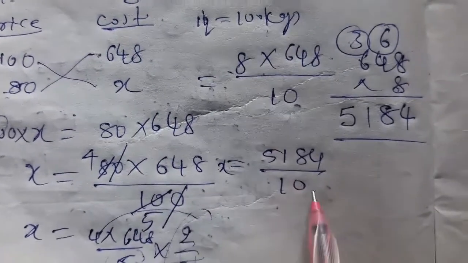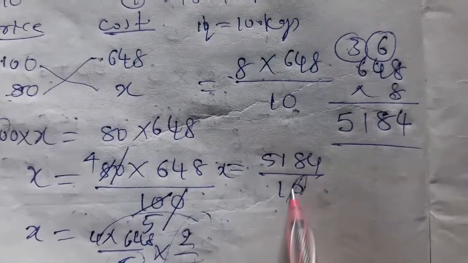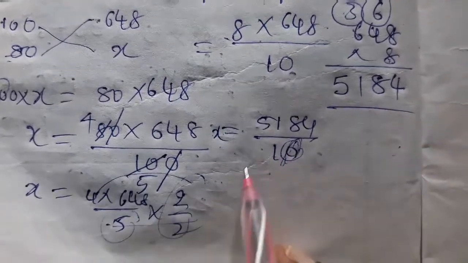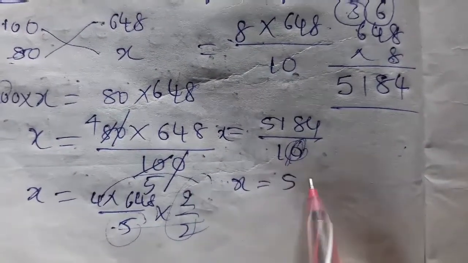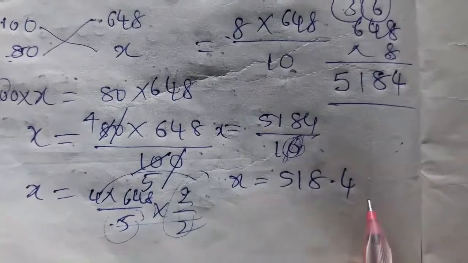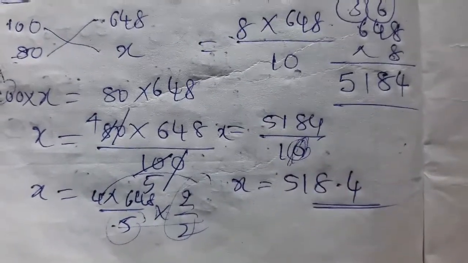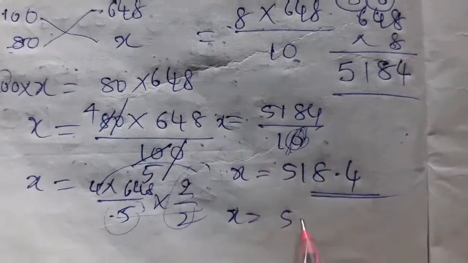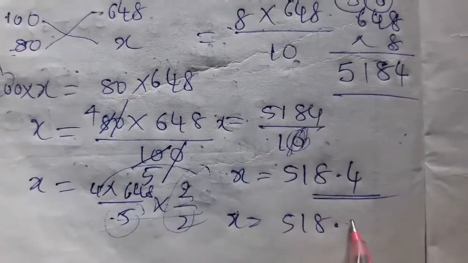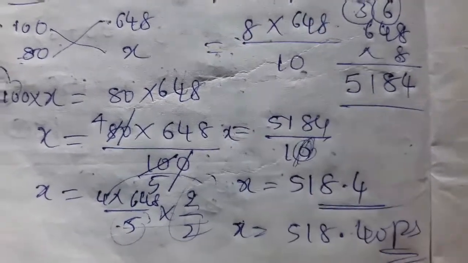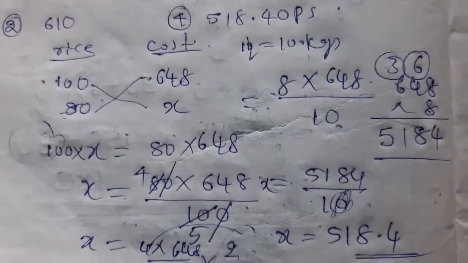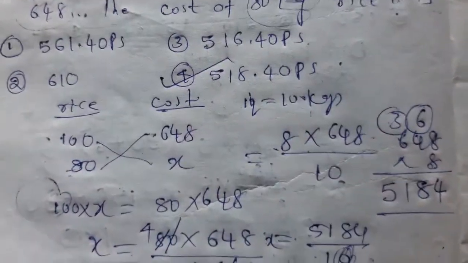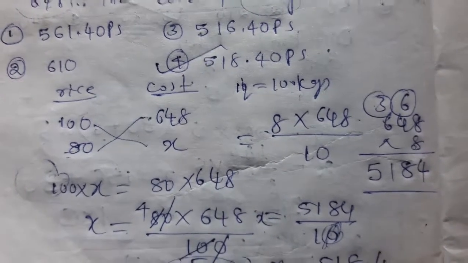5184 by 10. So 10 is in the denominator, so that's why after a decimal point one digit is compulsory. That becomes 518.4. So this is the cost of 80 kgs of rice. That means x is equal to 518 rupees 40 paisa is the answer of the given question. See which option is right. That means option number 4 is the right answer of the given question.